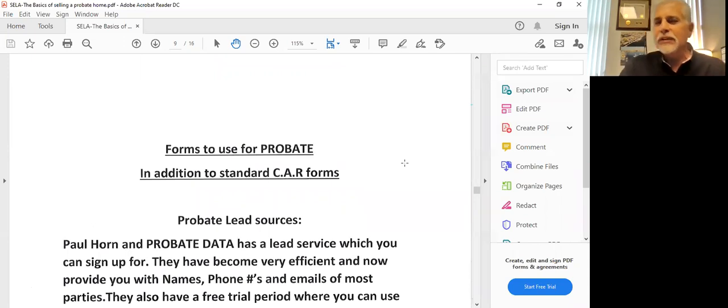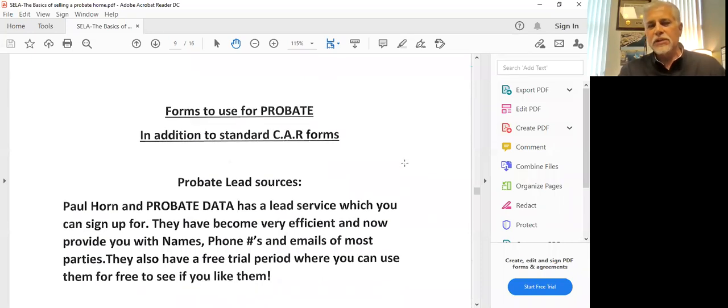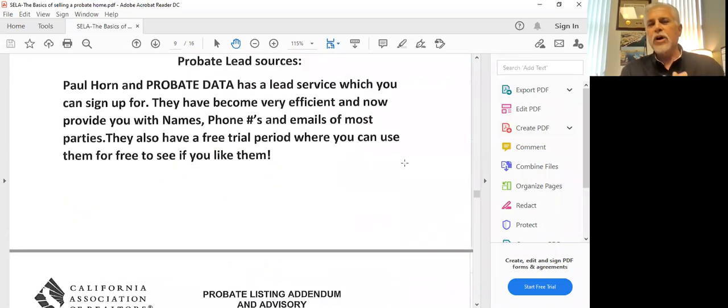That class is worth 10 times what the $99 is if you're a CAR member, and then you can actually get a CAR certified probate, and you can put it on your card. He also offers lead sources where you can sign up for his probate leads. When I was on his site 4 or 5 years ago, it would only provide names and this and that. Now he's providing the attorneys' names and email, so you can start doing a marketing blast to all of the probate attorneys. He also lists names, phone numbers, and emails for the beneficiaries and the representatives.